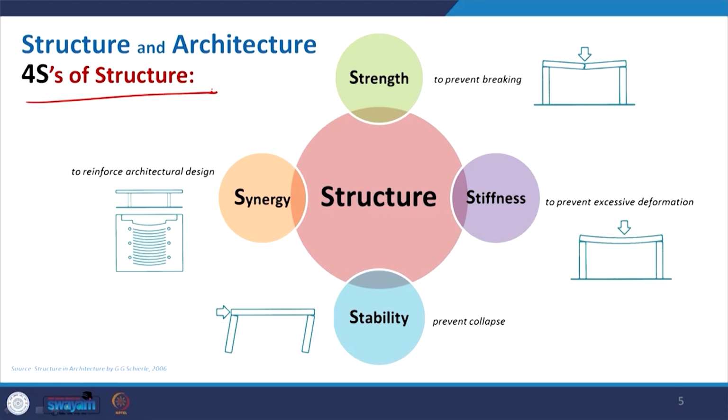Again, this is a very important and very interesting slide. Here the structure can be defined with 4 S: strength, stiffness, stability and synergy. So, what is strength? Basically, strength is the property by which you can prevent breaking.